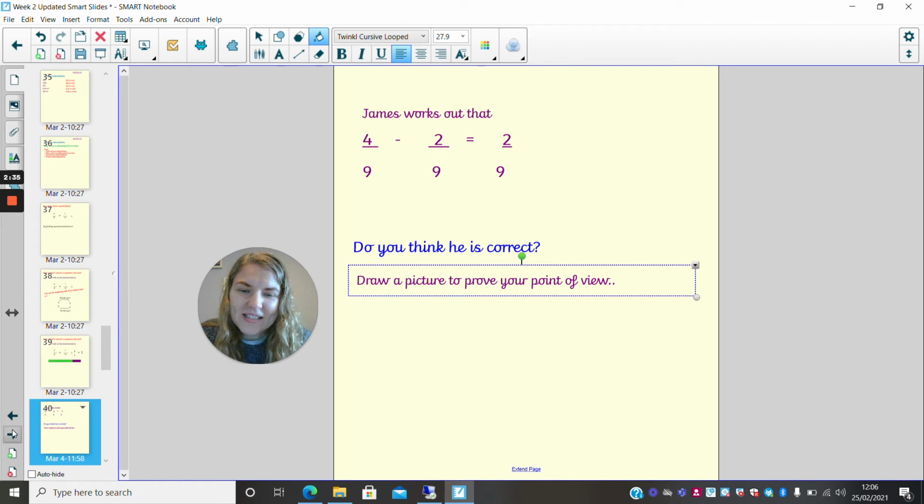All right, so here's some mastery questions. James works out that 4/9 take away 2/9 is the same as 2/9. Do you think he is correct? Draw a picture to prove your point. So pause the video now and you're going to draw a bar model to prove if you think James is right or wrong. Off you go.